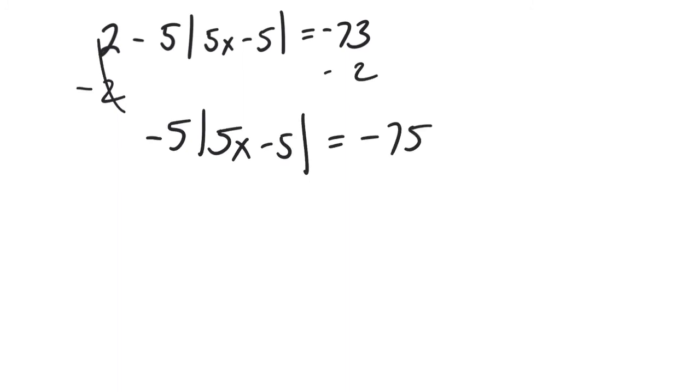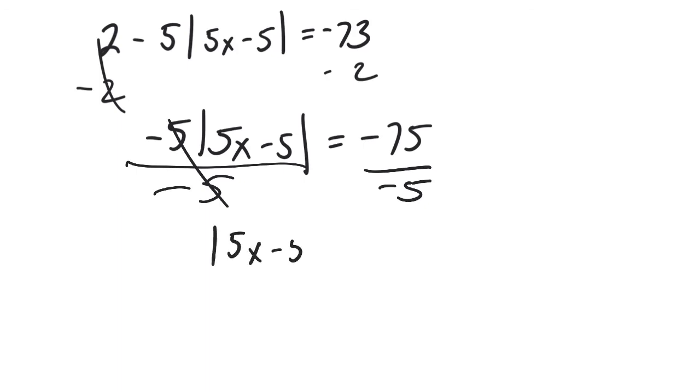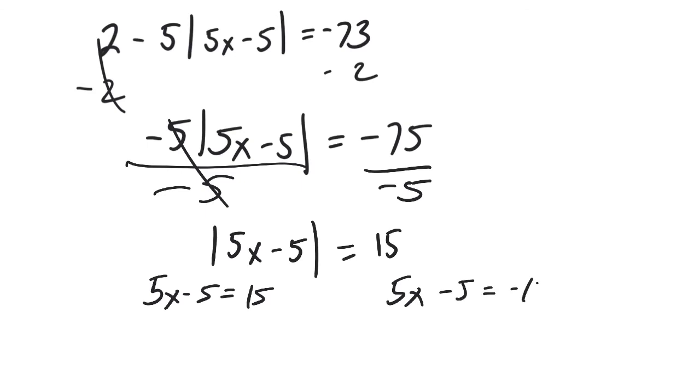At this point, now we have a negative 5 times our complete absolute value of 5x minus 5. So to get rid of that, just like anything else, we've got to divide it. So we're going to divide by negative 5 on each side. And I'm going to bring this down. 5x minus 5 in the absolute value. Negative 75 divided by negative 5 is a positive 15. And at this point now, we can set up our two problems. So we'll have 5x minus 5 equals positive 15, and then 5x minus 5 equals negative 15.